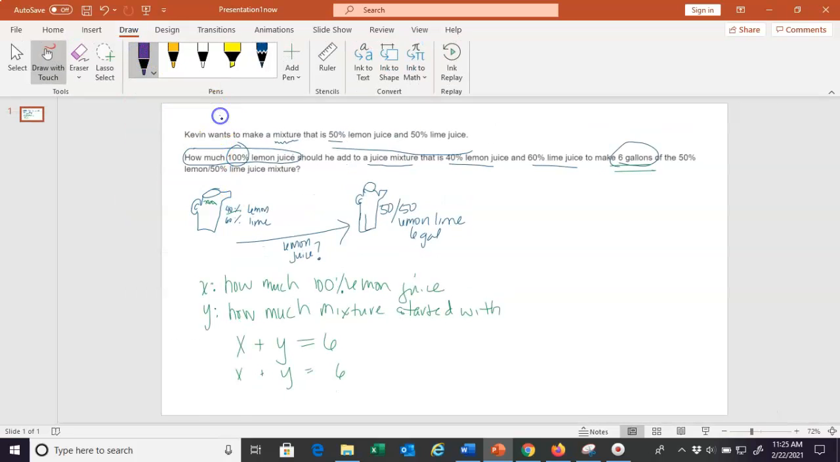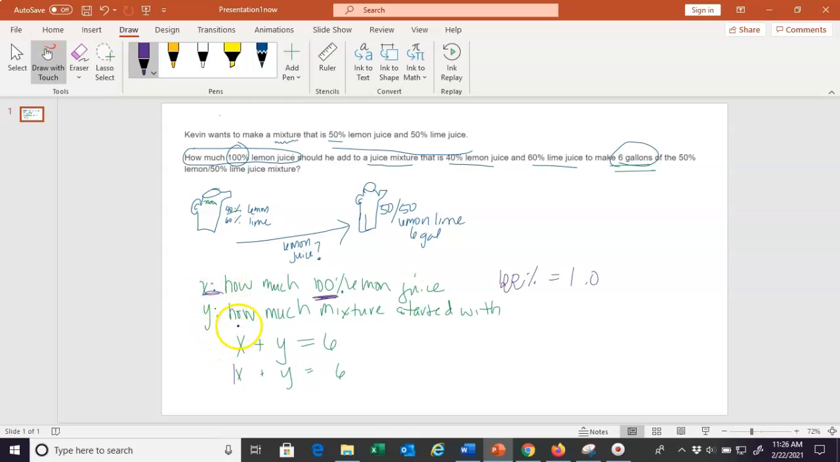Let me grab a different color. Okay, so remember X is the lemon juice, and the percent of lemon juice we're going to use is 100. Whenever you're using percents in an equation, you want to translate them to decimals, because we can't type 100% on the calculator, there's no percent sign. So remember, to turn a percent to a decimal, we just move the decimal place 2 places over. So 100% as a decimal is 1, or 1.0. So we'll put that in front of the X because it goes with the X.